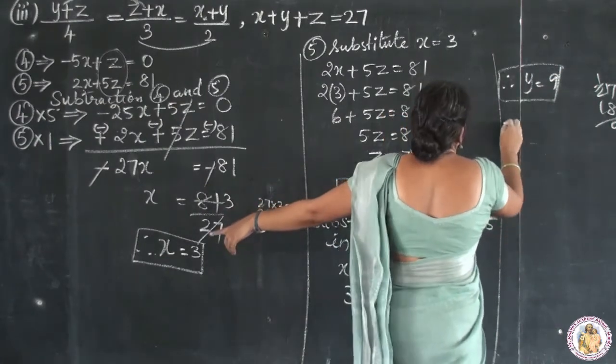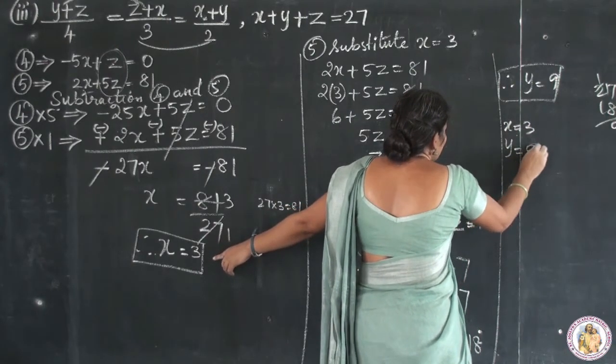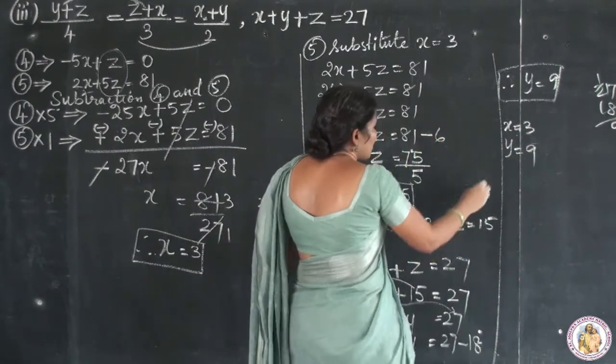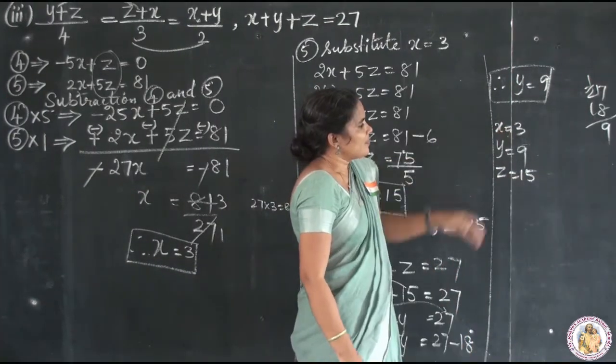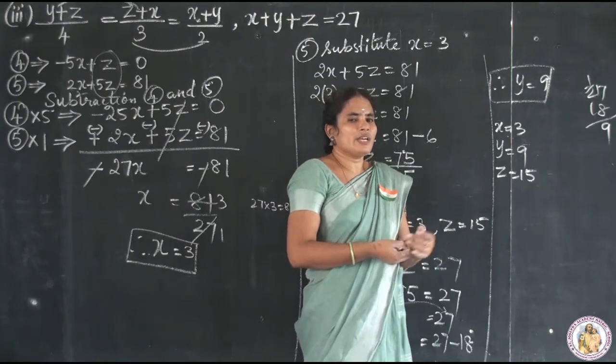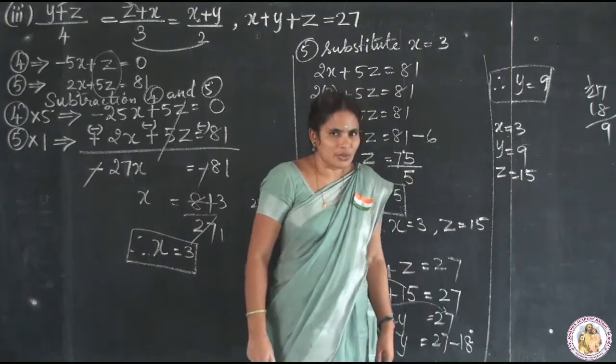As we have value x is equal to 3, y is equal to 9 and z is equal to 15, the system of equation is unique.